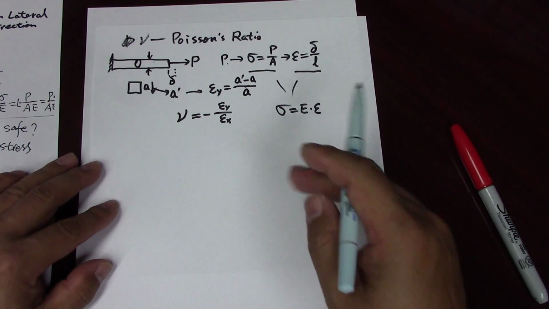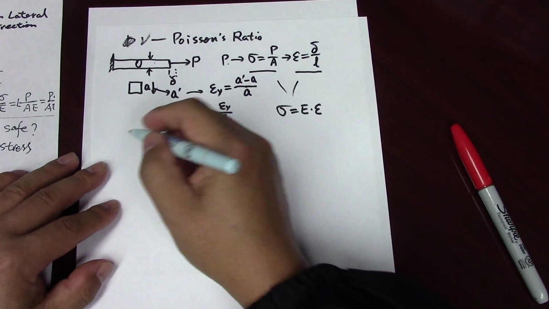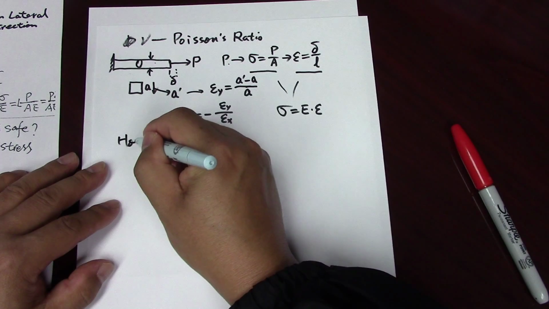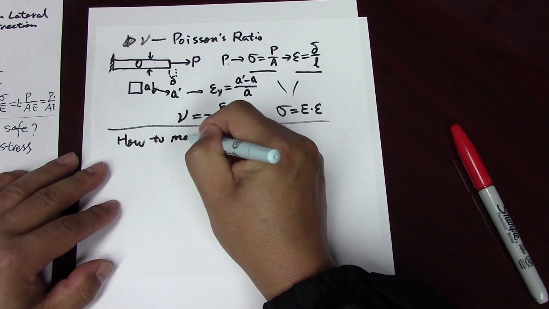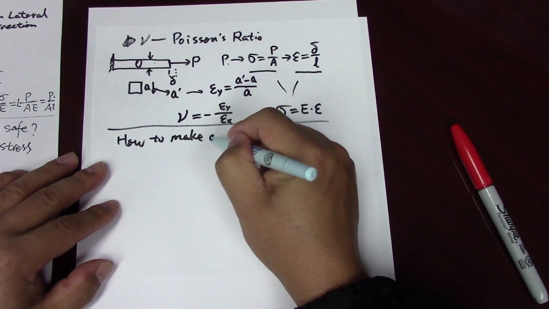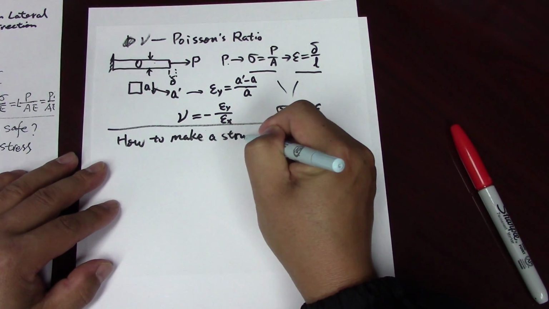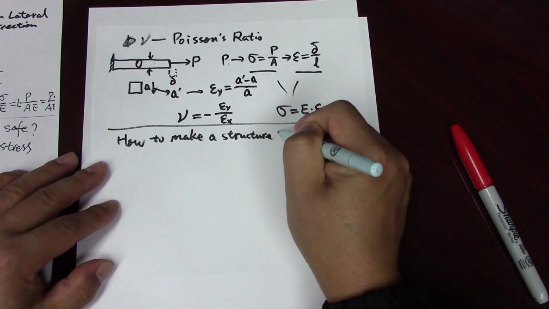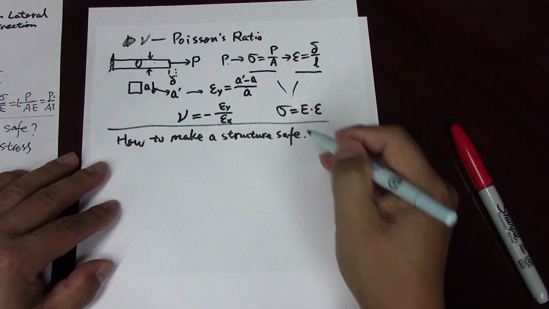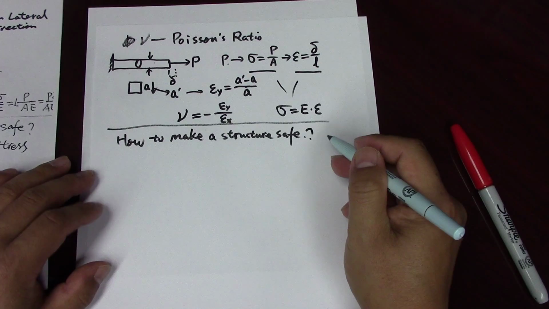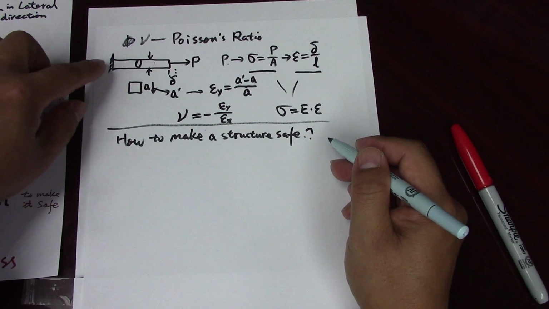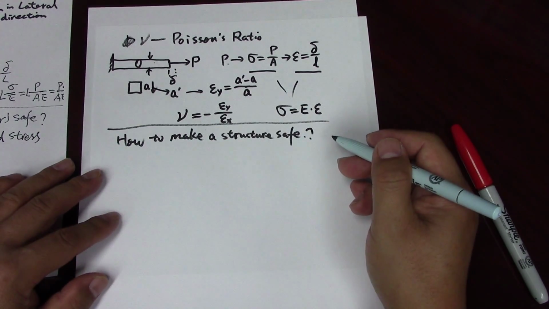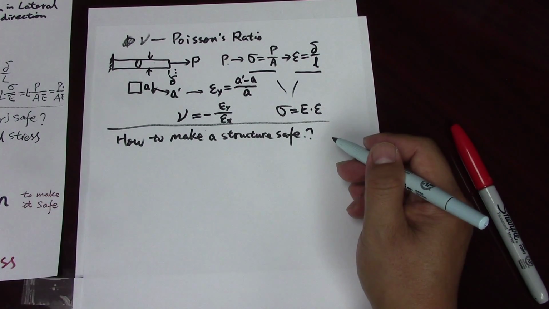Okay, now our next key question is, how to make a structure safe? Okay, and in this case, what we're talking about right now is a bar, right? So when you apply load to a bar, how can you make sure this bar is safe? It won't break, right?